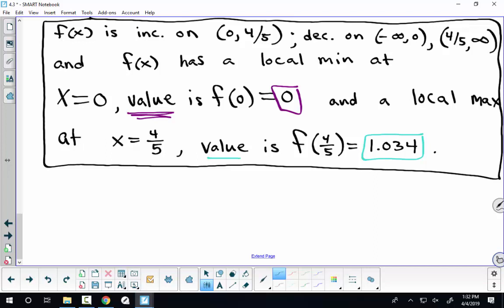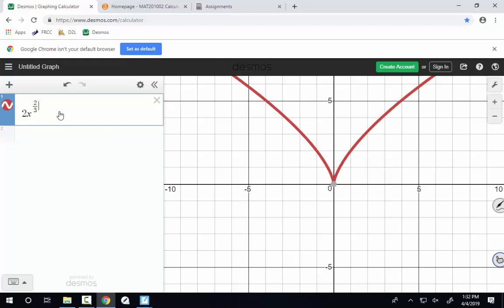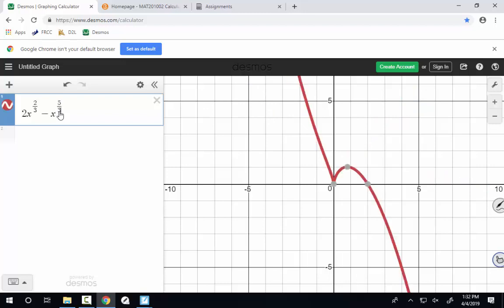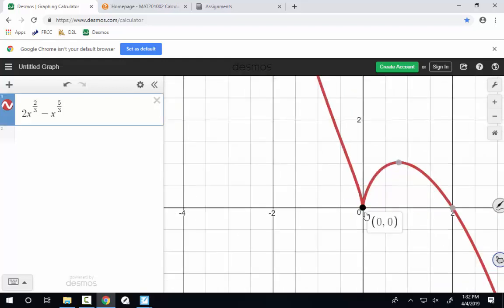All right, let's look at the actual graph. So there's our local minimum when x is 0, whose value is f of 0, which was 0. And then the local maximum when x was 4/5, whose value is 1.034.